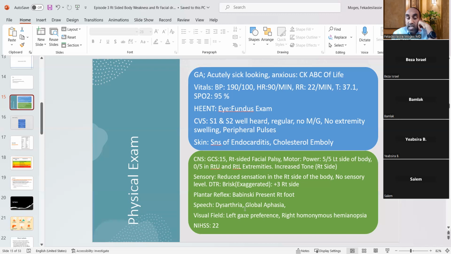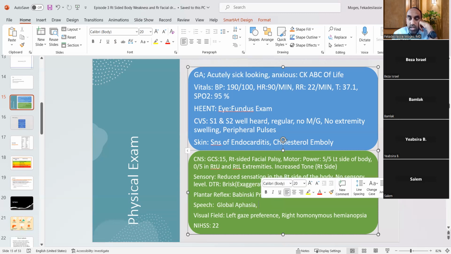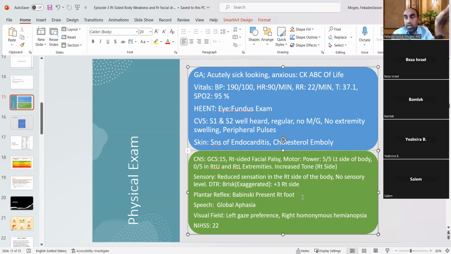But in global aphasia, what happens? The patient is unable to understand as well as speak. They are not able to understand, and they are not able to speak. So they are mute 100%. They don't respond to you. They are confused. They don't understand you, and they don't know what to say. They are completely mute. So visual field, she has left gaze preference and right homonymous hemianopia.